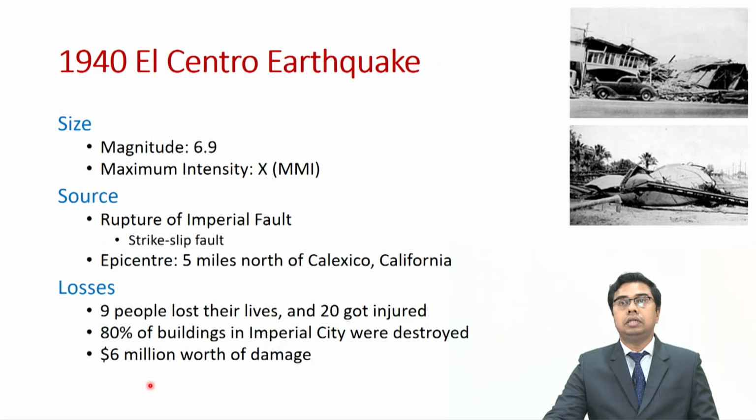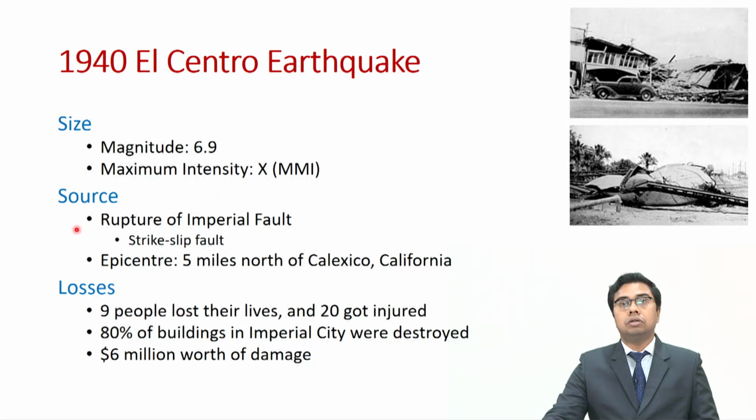Moving to the 1940 El Centro earthquake. Please note that the previous 1906 San Francisco earthquake happened when there was no Richter scale. So the magnitude variation for the 1906 San Francisco earthquake would be far more. By this time, the Richter scale had come into picture. So the magnitude of this El Centro earthquake was measured to be 6.9. At the same time, the maximum intensity was perceived to be 10 on a scale of 1 to 12.